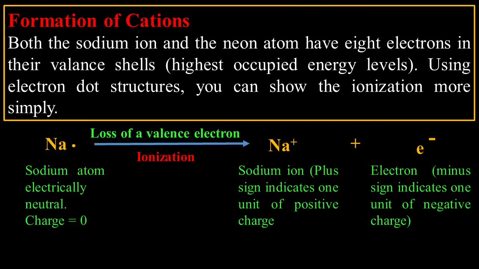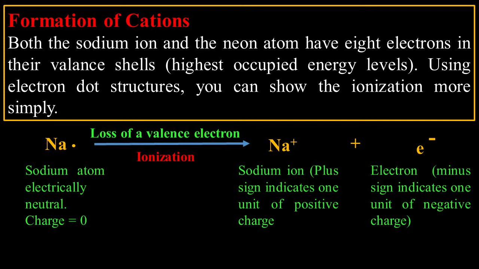Okay, so if you want to look at it, here we have both the sodium ion and the neon atom have 8 electrons in their valence shells, highest occupied energy level. Using electron dot structures, you can show the ionization more simply. So the Na with the dot, and you're losing the electron, and you're producing the Na+1 plus the electron. And then all the other information is in green. So let's look at the green information.